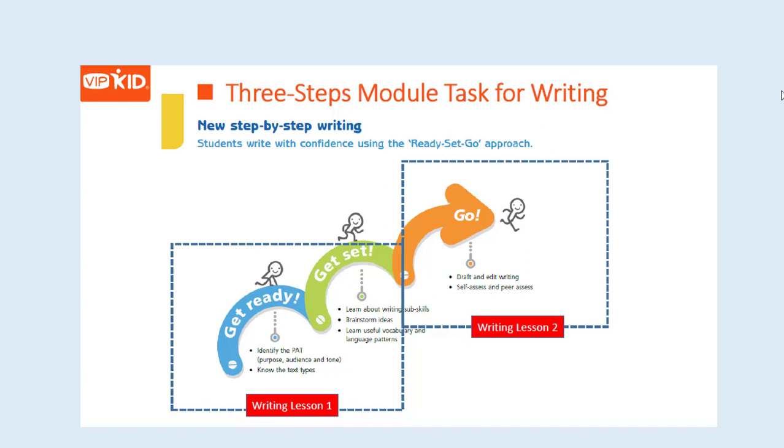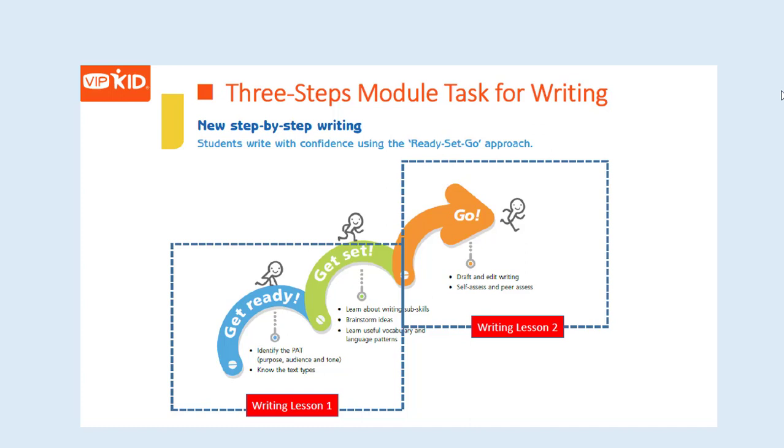In the first writing lesson, you'll be handling the get ready and part of the get set. Under get ready, you and your student will begin to use the PAT method, purpose, audience, and tone, and we'll get to that in a little bit. And then the student will begin to learn about text types. In get set, and this is still in the first writing lesson, your student will begin to brainstorm ideas and learn useful vocabulary and language patterns.